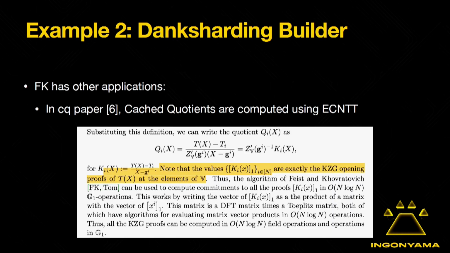Okay? Finally, there are other applications. The latest lookup table paper, the CQ paper, which stands for cached quotients, is actually computed using the same trick and therefore employing ECNTT. Although I have to say this is, again, done as a pre-processing step.